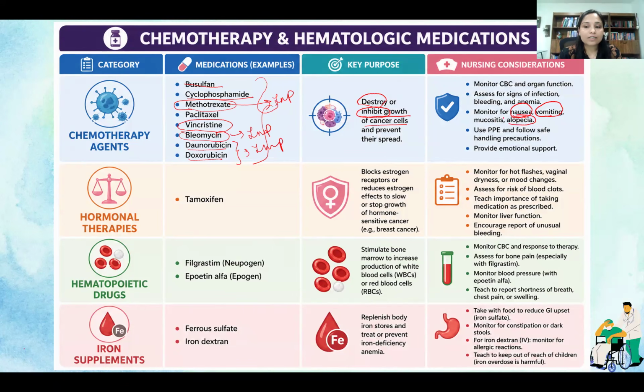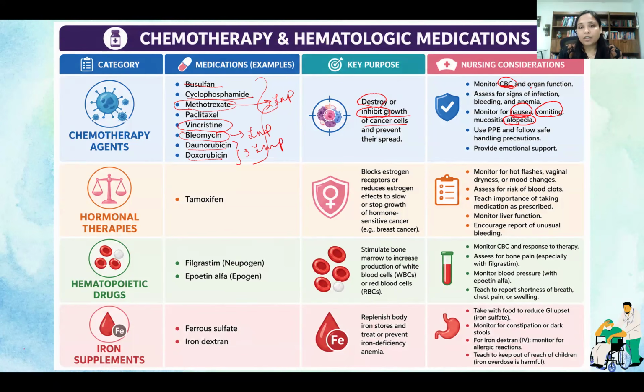Also, alopecia is a common side effect. That's a psychological concern about body image, so you can allow the patient to ventilate their feelings. And also bone marrow suppression, which decreases WBCs, platelets, and RBCs. So you need to monitor the CBC, complete blood count, every time a patient is on chemotherapeutic drugs.